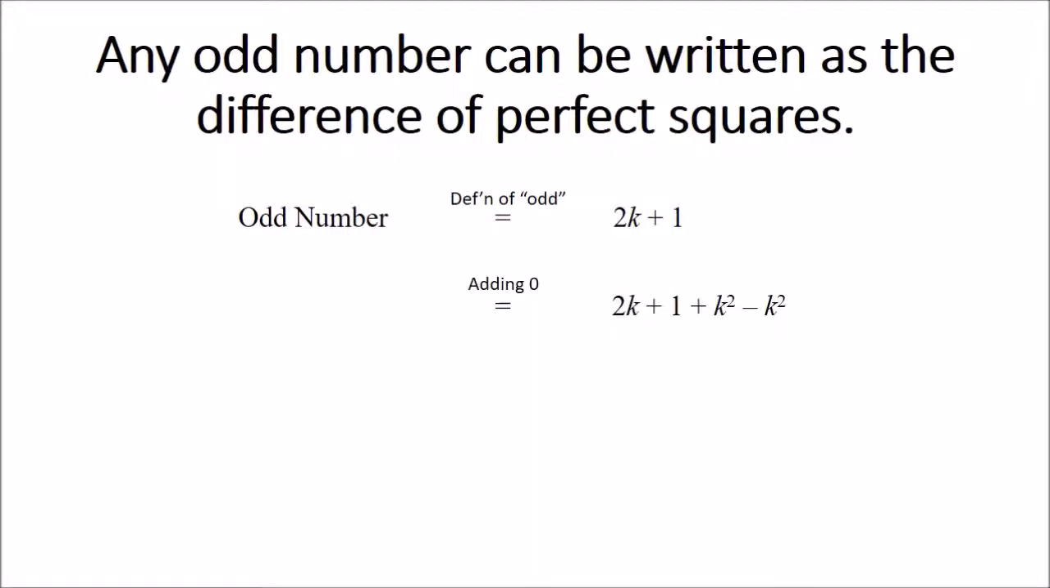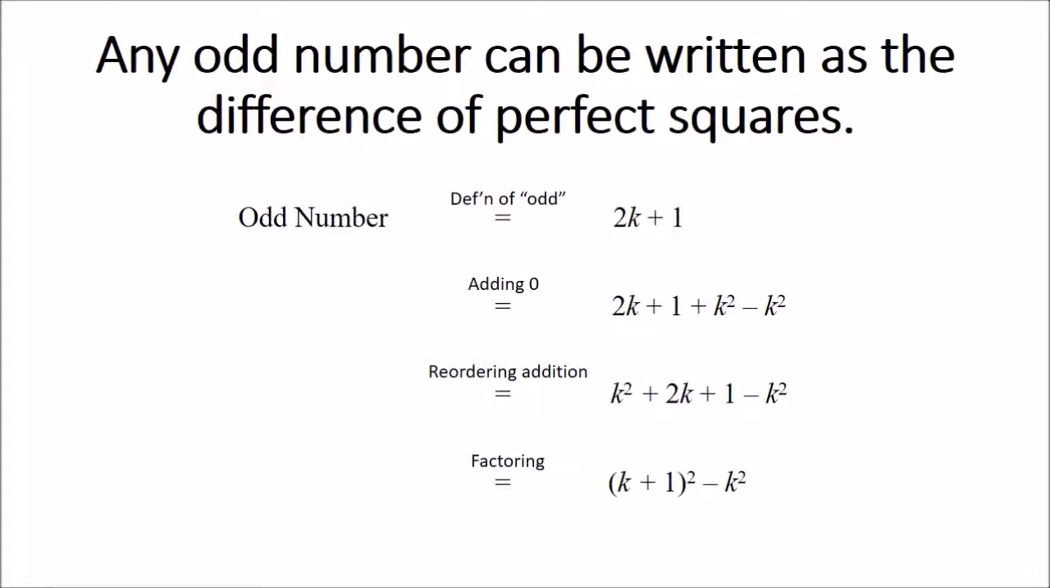Now we can also add 0 without changing anything. By adding 0, in this case I'm going to add k squared and then subtract the k squared. So overall I haven't changed anything. Now let's reorder that a little bit. Let's put the k squared first. So we have k squared plus 2k plus 1 and then minus k squared. And now this can be factored, where we have (k plus 1) squared. That's just rewriting the trinomial in factored form. And then we still have the minus k squared.